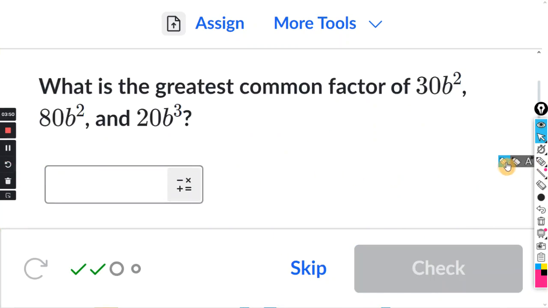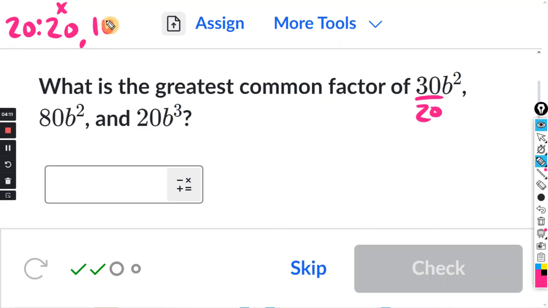All right, last one. We have a 30, an 80, and a 20. This is the smallest one. We can divide by 20 here, but this divided by 20 would give us a remainder, so that doesn't work. So let's write out the factors for 20. We started with 20, that didn't work. The next one down would be a 10, because 10 times 2 is 20.